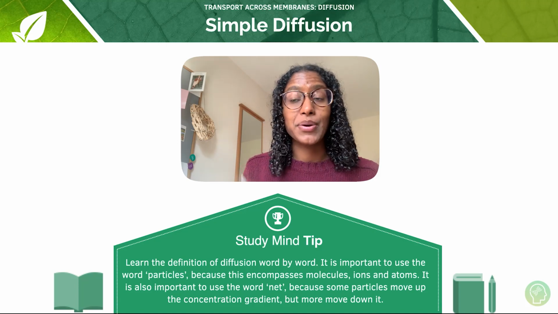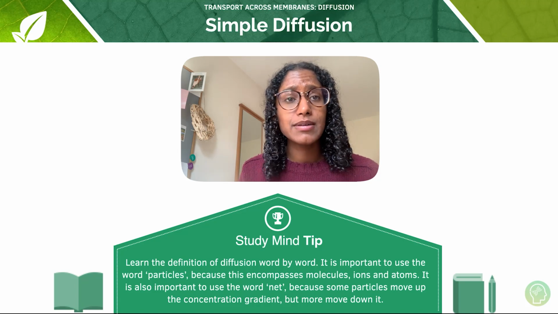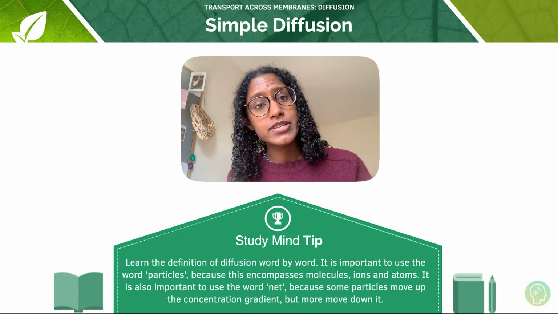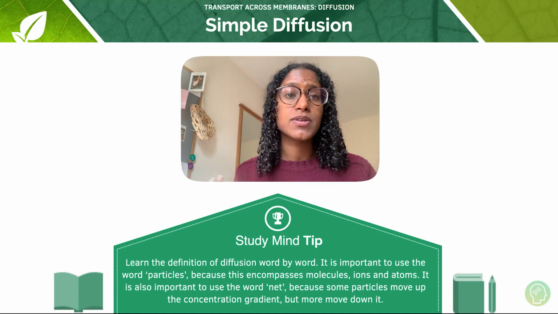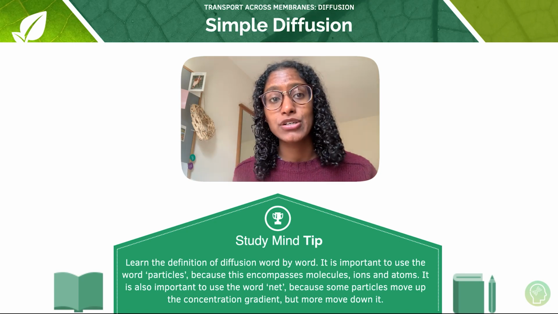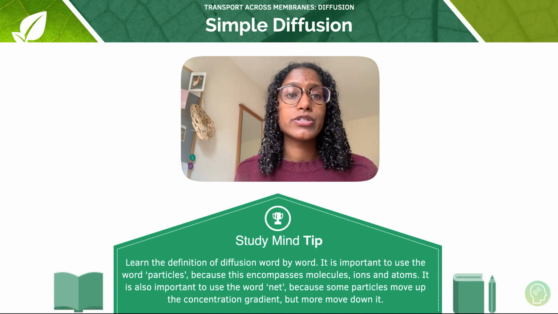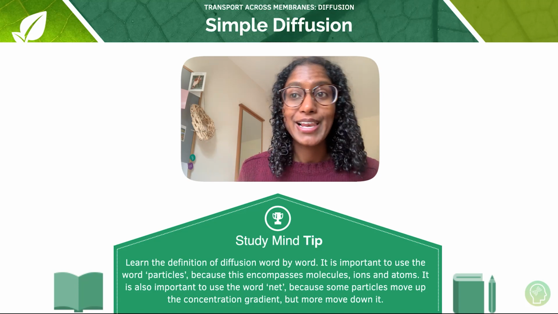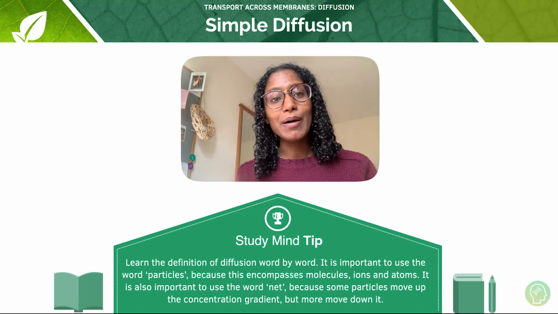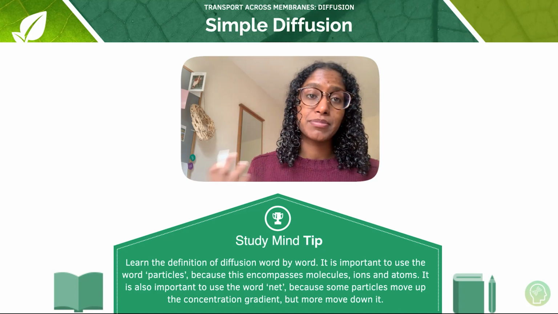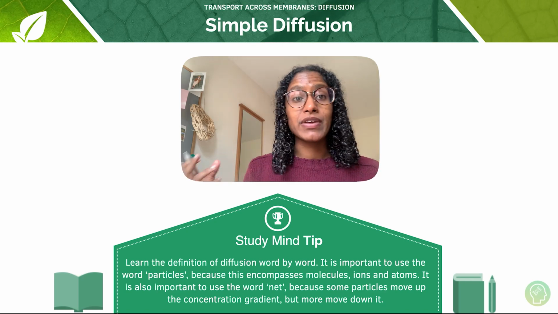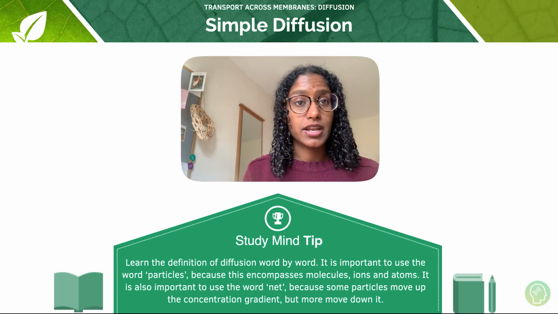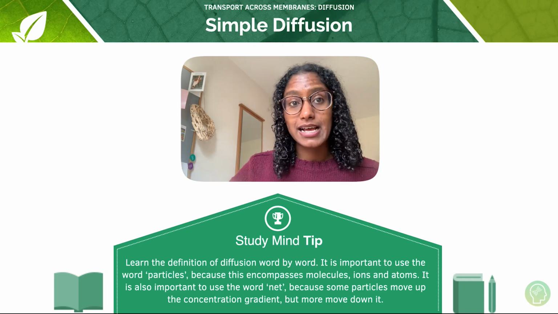by word. So that definition we had on the first slide, learn it word by word, because it's really important to use words such as particles, because this encompasses molecules, ions and atoms. It doesn't exclude anything. It's also important to use the word net, as I banged on about earlier, because some particles move up the concentration gradient and some move down it, but most of them are moving down the concentration gradient, just like what our definition of diffusion says.